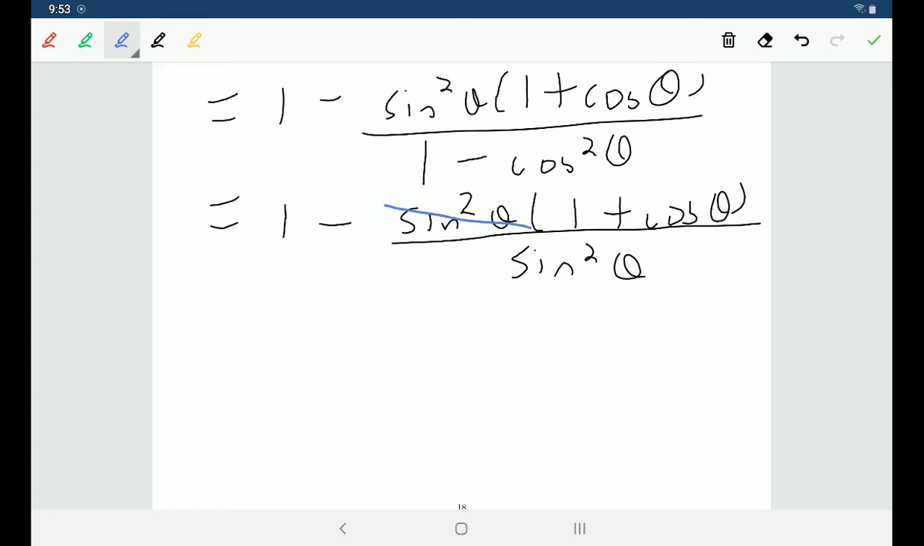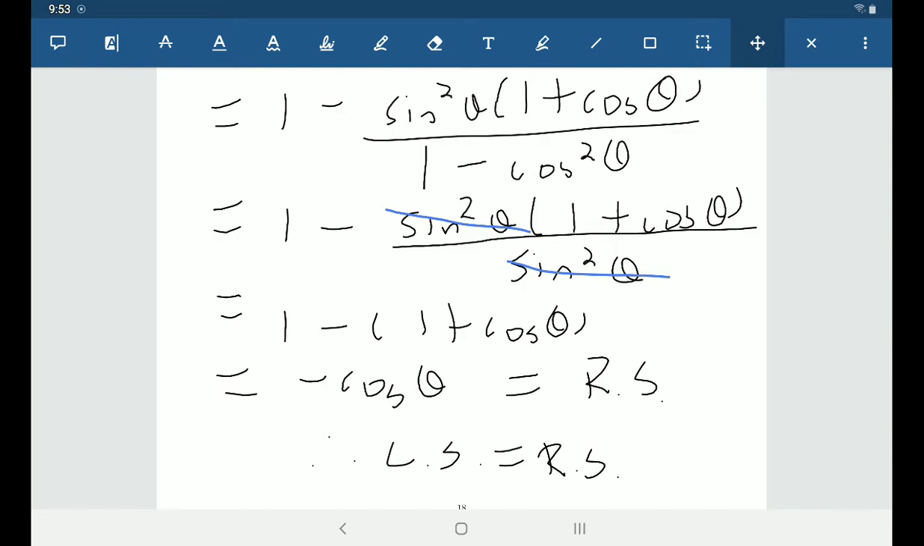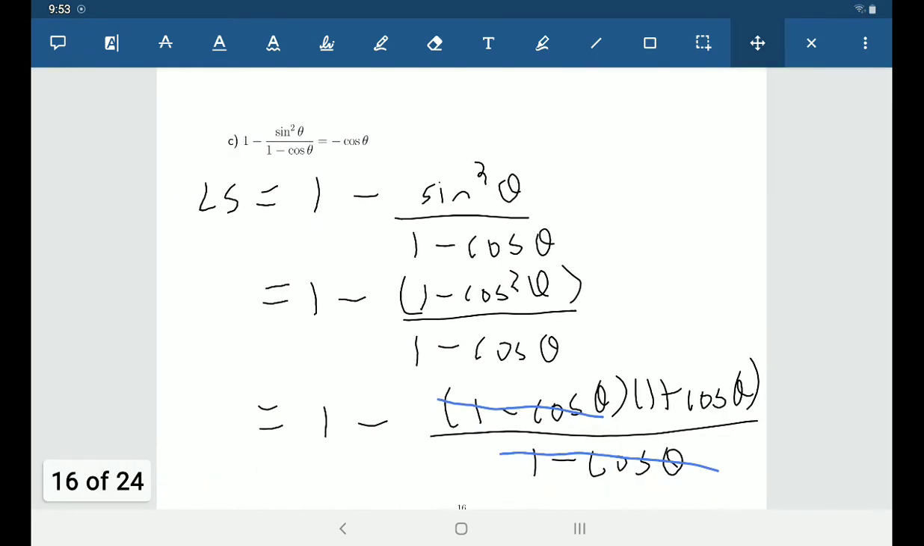And then, nicely enough, the sine squareds cancel, which means that we're left with 1 minus 1 plus cosine of theta. And then carrying the negative on through the brackets, we get negative cosine of theta, just as before, which of course is our right side. So again, left side equals right side. This was just two options of what you could do. There's lots of different options that otherwise would be possible.